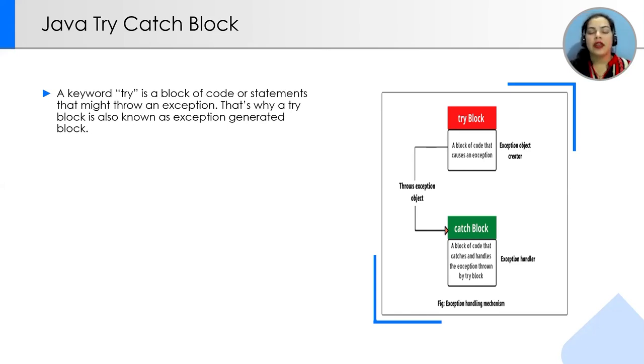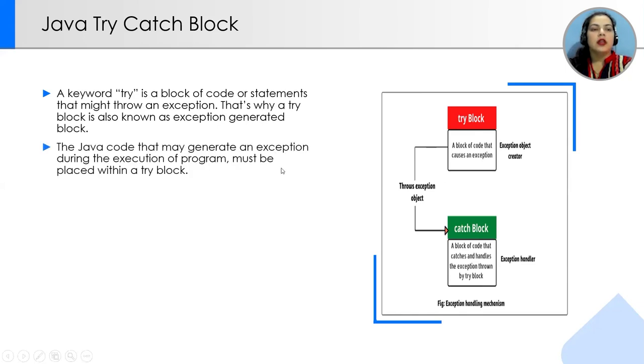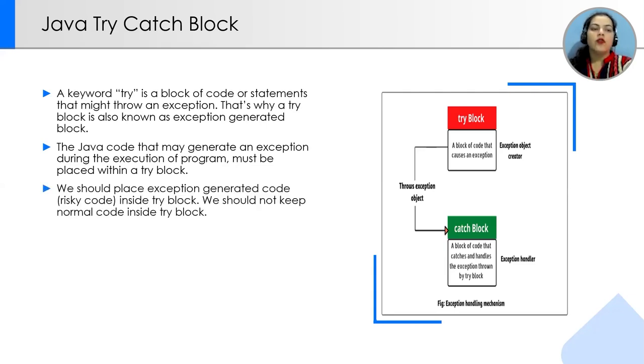As you can observe in the diagram mentioned here, a block of code that can cause an exception has to be put within the try block. That is why we are saying this is an exception generator. Next is the Java code that may generate an exception. You put that code within a try block. We should place the exception generating code, that is the risky code, inside a try block. We should not keep any normal code inside the try block.